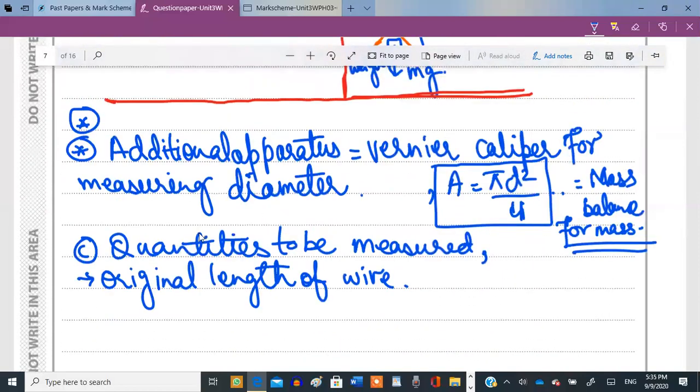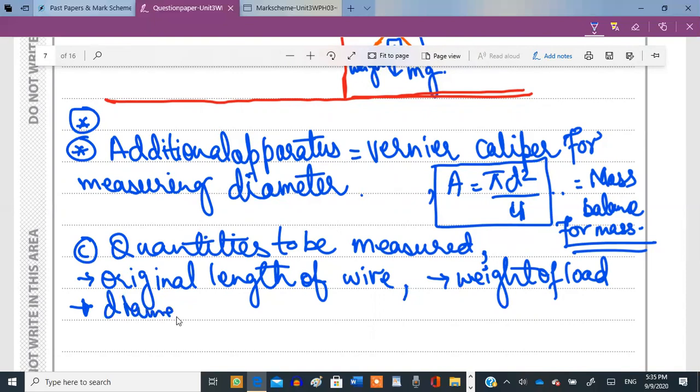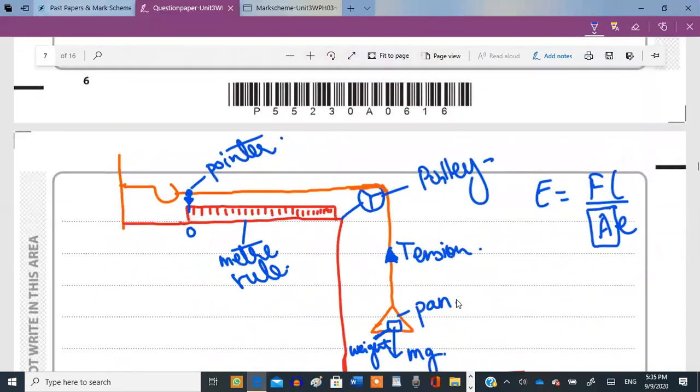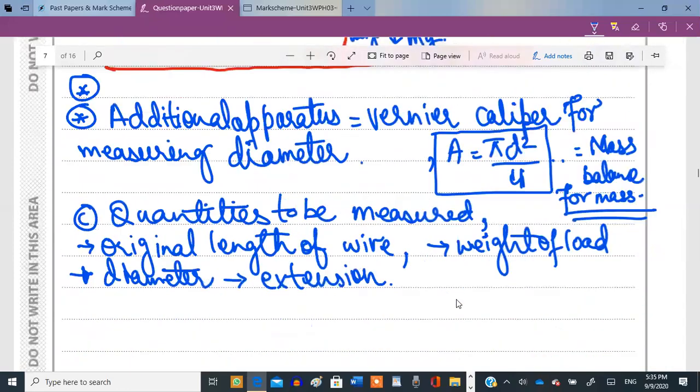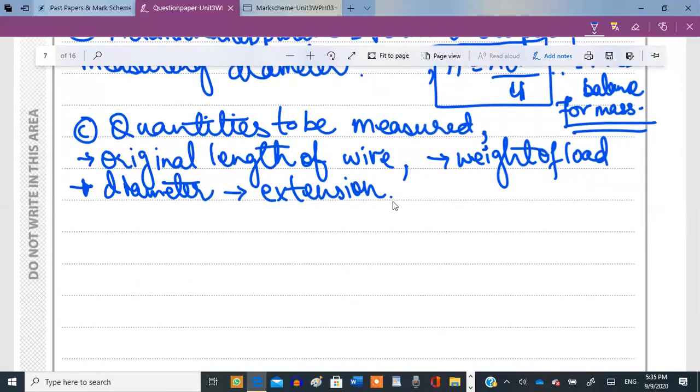Then the quantities to be measured are the original length of the wire, then the weight of the load that you put into that hanging pan, and then what else? The diameter of the wire, and the extension of the wire. Did we cover all? F is done, L is done, A diameter is done, extension is also done. So these are the quantities that you need to measure.